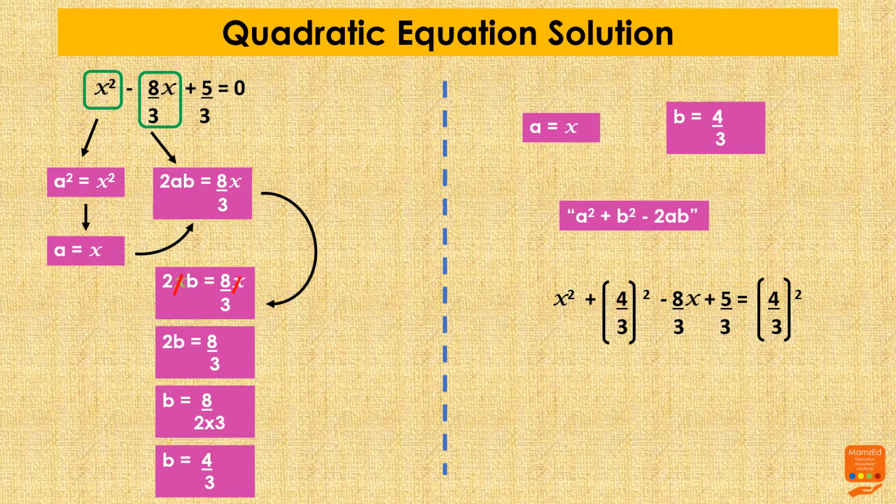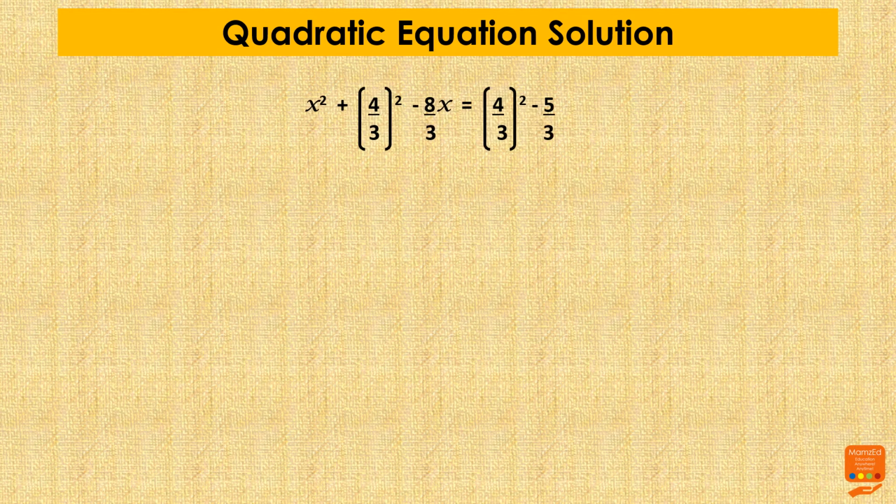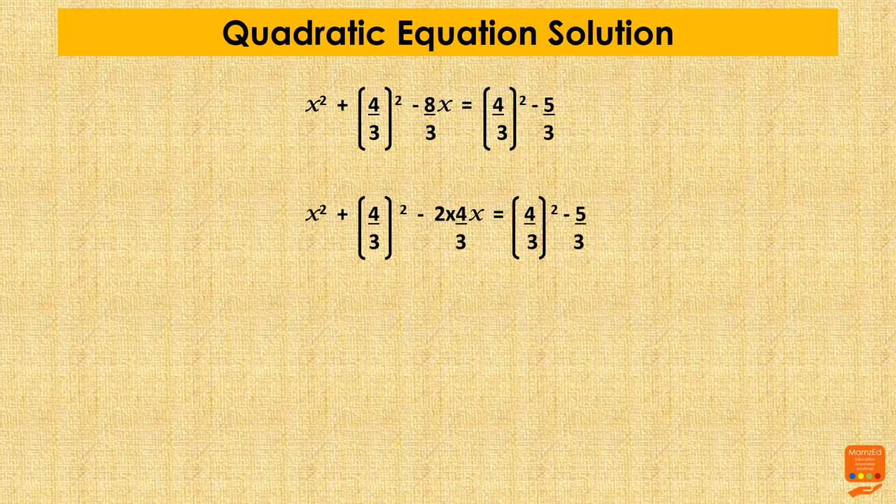And when we do that, we take 5 by 3 to the right hand side of the equation. And now when you look at the equation, you see x square plus (4 by 3) square minus 2 times 4 by 3 x. So this left hand side of the equation resembles a square plus b square minus 2ab, which means that the left hand side of the equation is now a perfect square, and it's a perfect square of x minus 4 by 3.